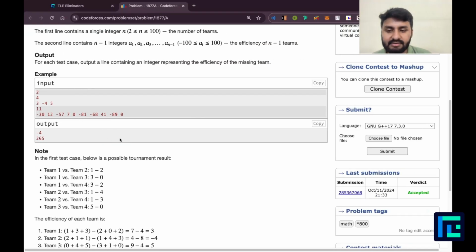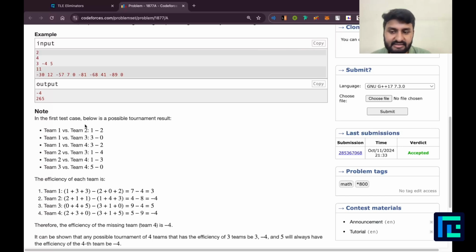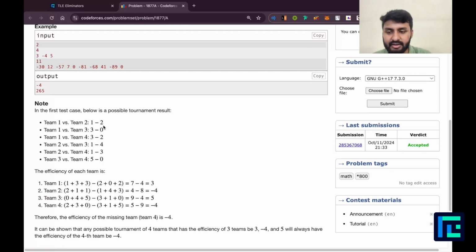Now the argument is, they have given that in the first test case, their explanation is, you can have such a possible tournament. What they are saying is, let's say team 1 and team 2 fight, team 1 and team 3 fight, and team 1 and team 4 fight. So the fourth team's efficiency, A4, is something I want to calculate. Team 1 and team 2 would have fought, team 1 and team 3 would have fought, and team 1 and team 4 would have fought. Now the scores could have been like this, 1-2, 3-0 and 3-2.